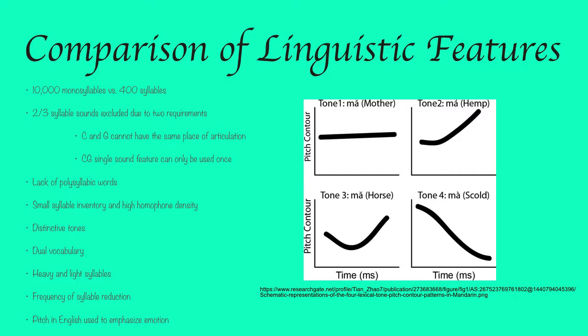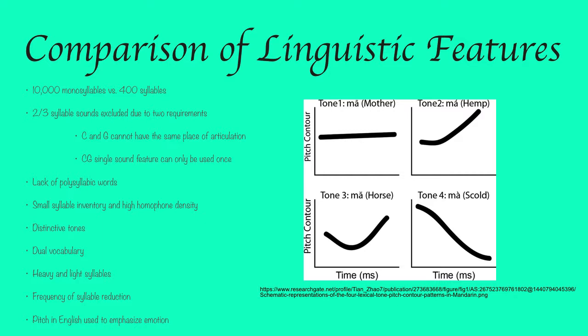Because of this and the variation in the Mandarin dialects, there is a dual vocabulary and a variation of heavy and light syllables, and the frequency of syllable reduction in the same sense that it exists in English, where we cut our words short and all of that stuff. It makes the syllable variation in Mandarin very, very small. So oftentimes a word can have up to 15 different meanings.